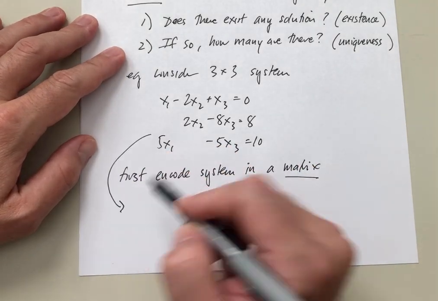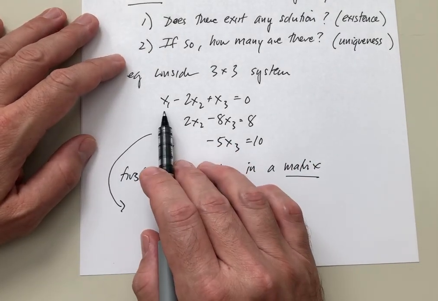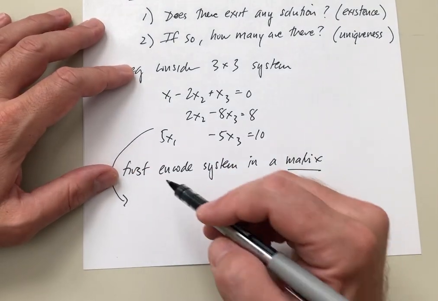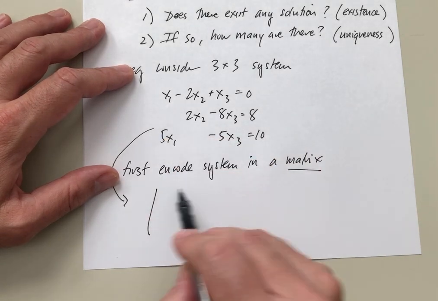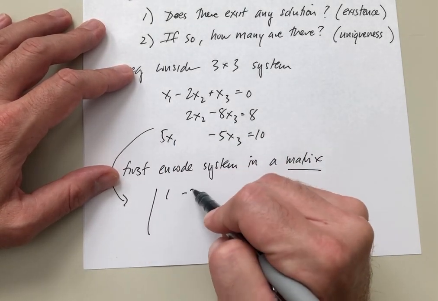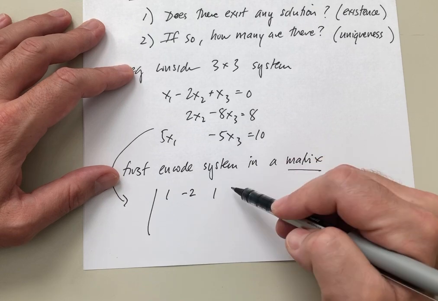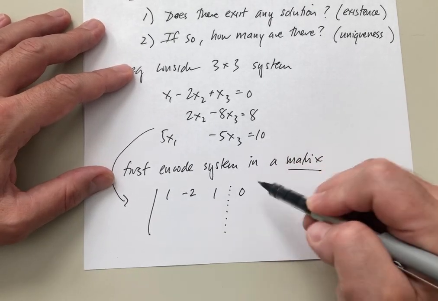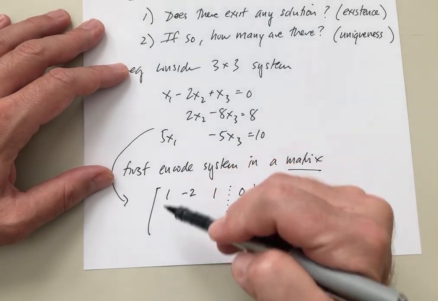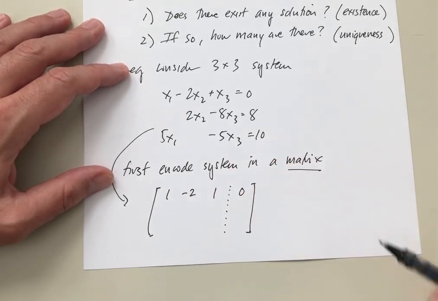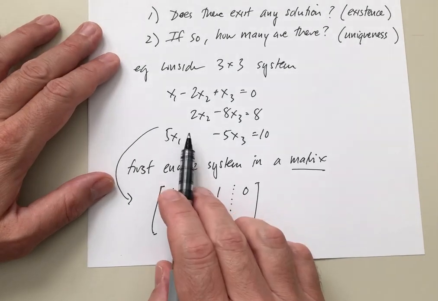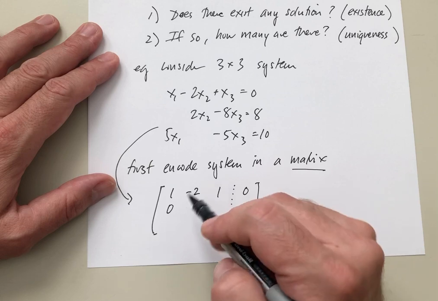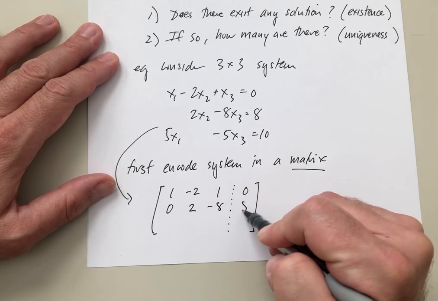All I'm going to do is take this system and basically just ignore the x1, x2, x3, and just write down the numbers that I see, the coefficients. So I see that in the first row, I see a 1, a minus 2, a 1. And then what I do is I put a little dash line here to indicate that there was an equal sign. I put a 0, okay? So my matrix, I have these big brackets that tell me where to list my numbers. Now in the second line, I've got a 0 x1, because the coefficient of x1 is 0. I've got a 2, a minus 8, and an 8, right?